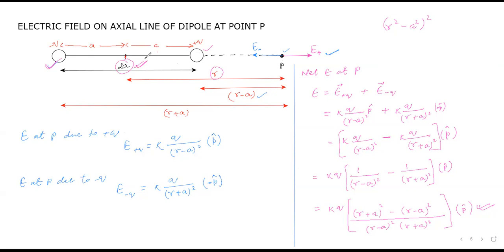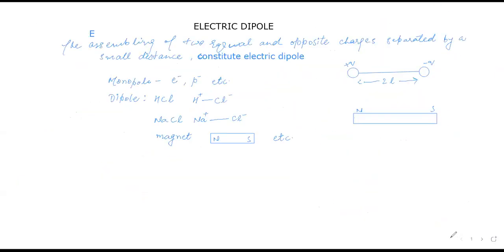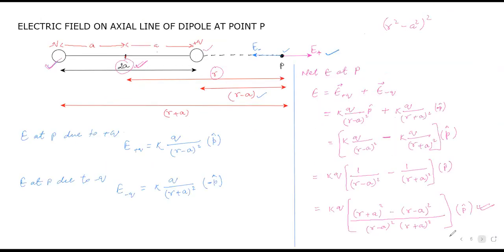Okay. What is the reason here? Because from the definition of the electric dipole, we have already studied it is the assembly of two equal and opposite charges separated by a small distance. Are you looking or not? You can also write here very small distance. Are you understanding or not? Because of which we can consider the separation between these two charges very, very small as compared to r. Are you clear?